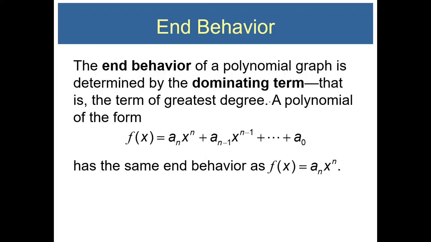The end behavior of a polynomial graph is determined by the dominating term, that is the term of greatest degree. A polynomial of the form f of x equals a sub n x to the n, plus a sub n minus 1 x to the n minus 1, plus all the way to the last coefficient, has the same end behavior as f of x equals a sub n x to the n. So all that really matters is the power. If it's odd or even, that will tell us the end behavior.